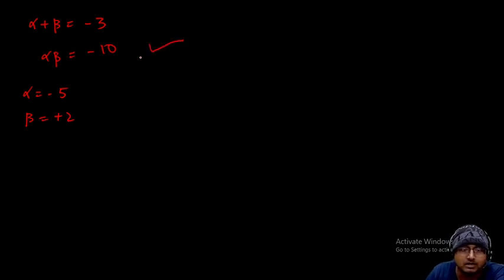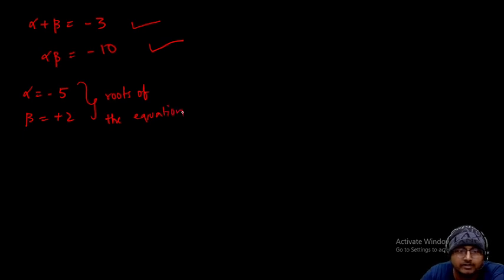So this is satisfied. Alpha plus beta with these values: minus 5 plus 2 will become minus 3. So this is also satisfied. Hence these two are the roots of the given equation. So what is the given equation? x square plus 3x minus 10 is equal to 0.